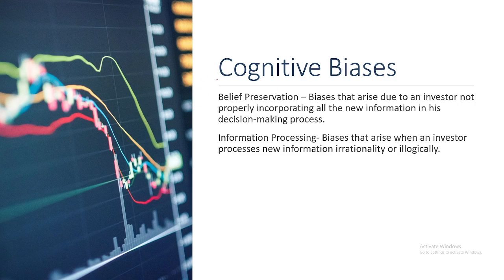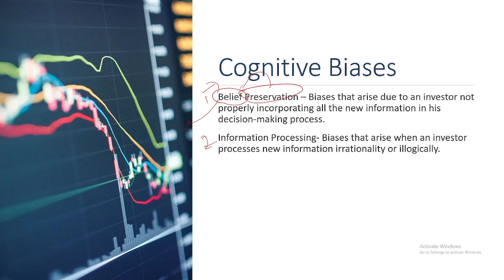So we'll first look into cognitive biases. Cognitive biases are of two types: the belief preservation bias and the information processing bias. We'll first look into belief preservation. As you notice, belief and preservation. Belief is something that an investor already has decided. Let's say somebody did an analysis, so that becomes his belief. And preservation is basically looking only for information, or making sure that whatever his analysis holds true.